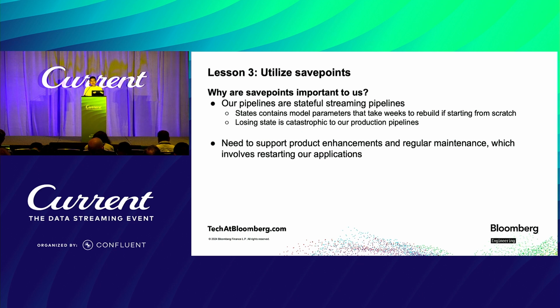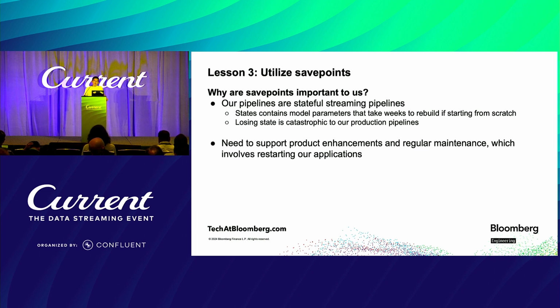Save points are actually super important to us. The reason is that our pricing pipelines are actually stateful streaming pipelines, right? So we save lots of stuff in our state. Our state includes information such as market data information, reference data information, and most importantly, we have model parameters that take a long time to rebuild if we're starting our application from scratch, right? So this makes losing state catastrophic in our production applications. And we definitely cannot lose any state in our production applications.